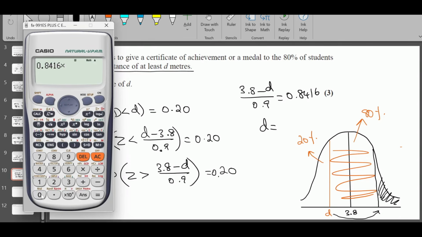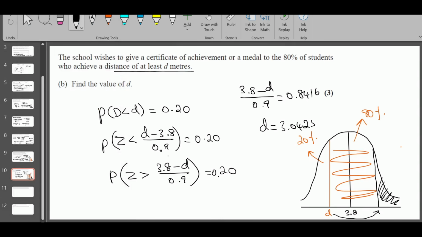3.8 minus 0.8416 times 0.9 gives 3.042, 3.0425, etc. Round it to 3 significant figures, 3.04. That's the value of D.